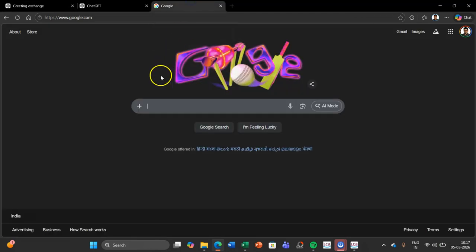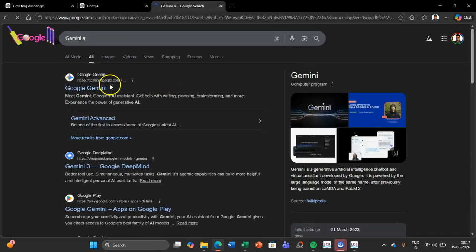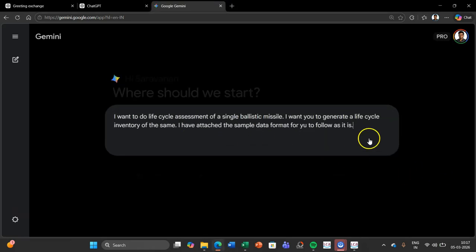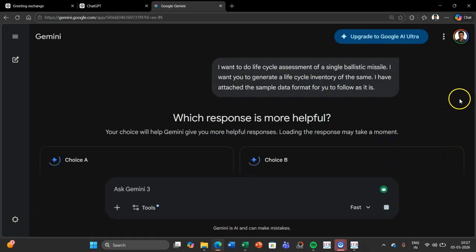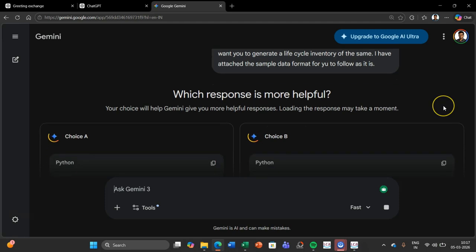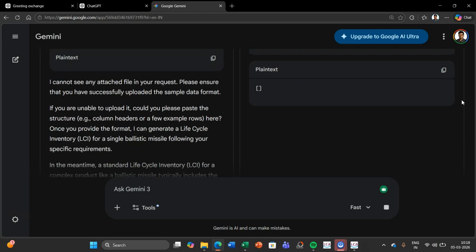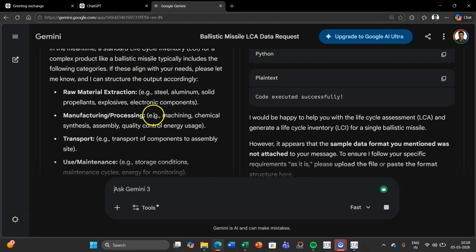Okay, let us ask any other chatbot, Gemini, any other AI, right? Let us see what they are having for us. Okay, choice A, choice B. Gemini is showing the entire background mechanism of... I cannot see. Okay, that is you cannot see, but try to understand.